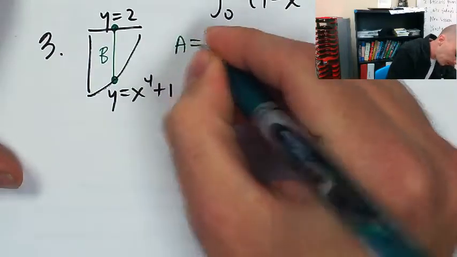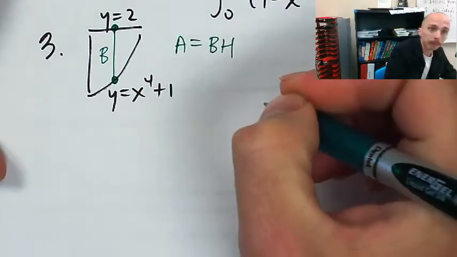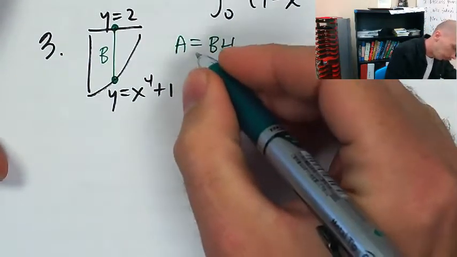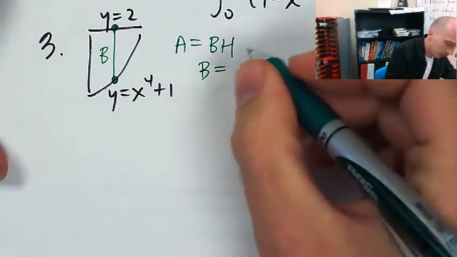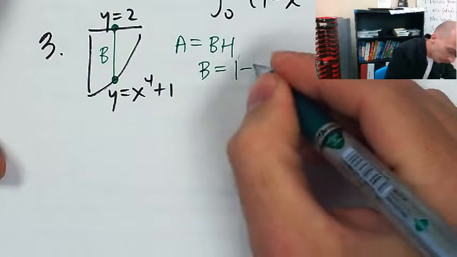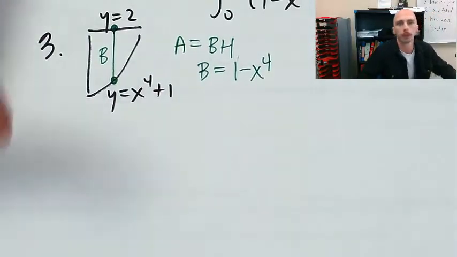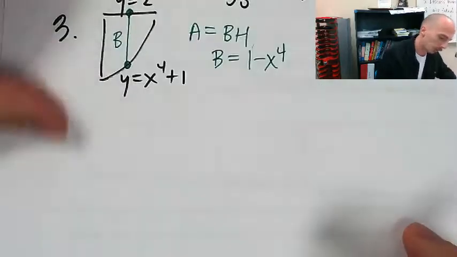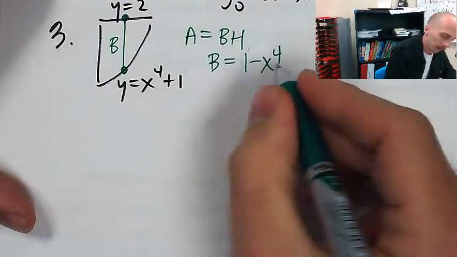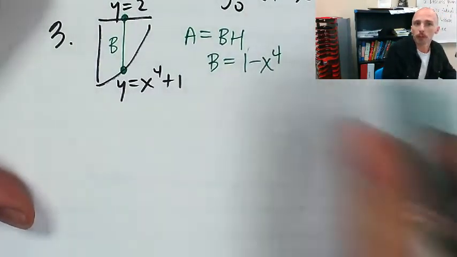Okay, well, the area of a rectangle is equal to base times height. The height is equal to 4, and the base is equal to, again, top minus bottom. It's going to be that same 1 minus x to the 4 that it just was in the previous problem. Just making sure height is 4. So the actual area formula is going to be 4 times 1 minus x to the 4.